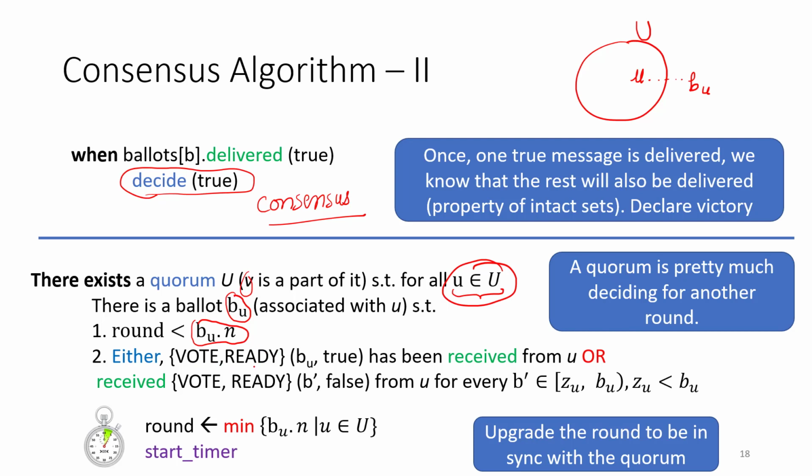We have either received a vote or ready message for this ballot with a true, right? Or we have received a vote or ready message, but for some ballot B dash, which is false, where B dash is defined as follows. Which basically means that there is an open interval that ends at BU. In a sense, this is BU, and these are all the ballots which are less than it. So there is an open interval in the sense it doesn't contain BU, but it contains all of these. So as long as for each of these, right? So for each of these iterated is B dash.